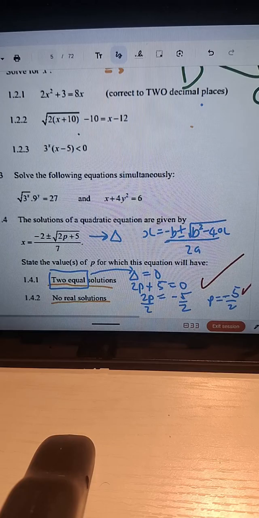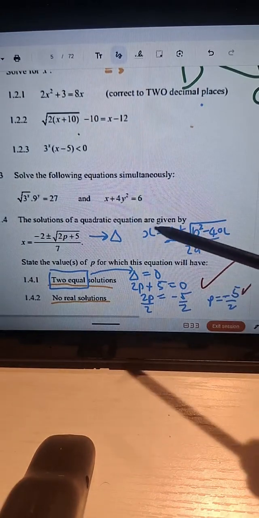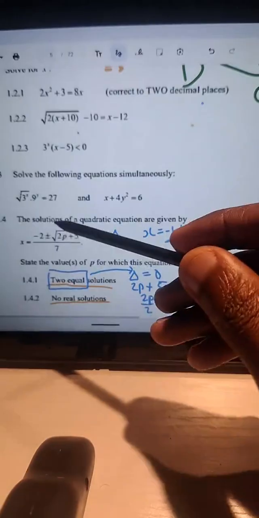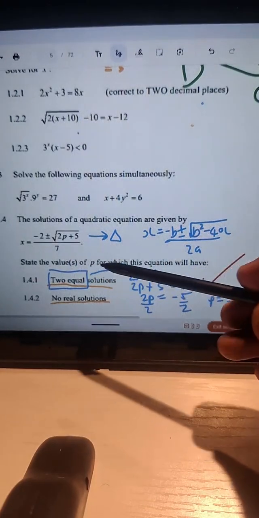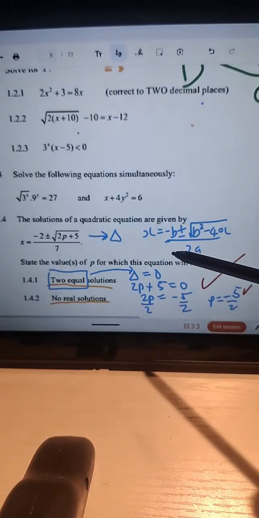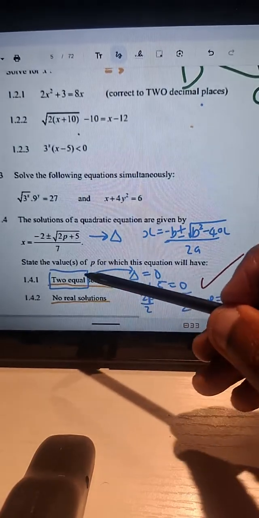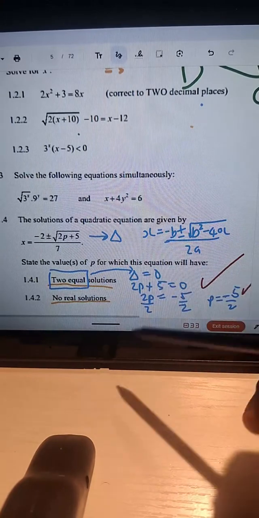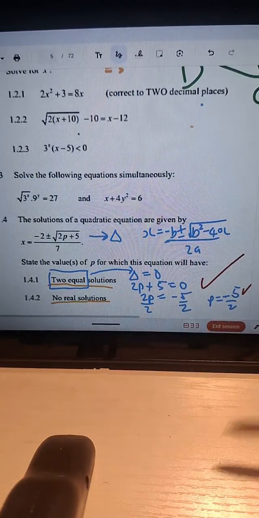Are we good now? The solutions of a quadratic equation are given by. That's the solutions, okay? That's like the solutions you would get when you are using the quadratic formula. So now you have the solutions in terms of p. There's two of them, negative 2 plus minus the square root of 2p plus 5 over 7. So now, what am I saying? State the values of p for which this equation will have two equal solutions. What do we do? We take the discriminant, which is 2p plus 5. It's situated underneath the square root. Then we check the condition. What is the condition? They want the values of p for which the equation will have two equal solutions. What does that mean? Two equal solutions is the same thing as saying equal roots, which means delta is equal to 0. Substitute that, you solve for p, you get the answer.